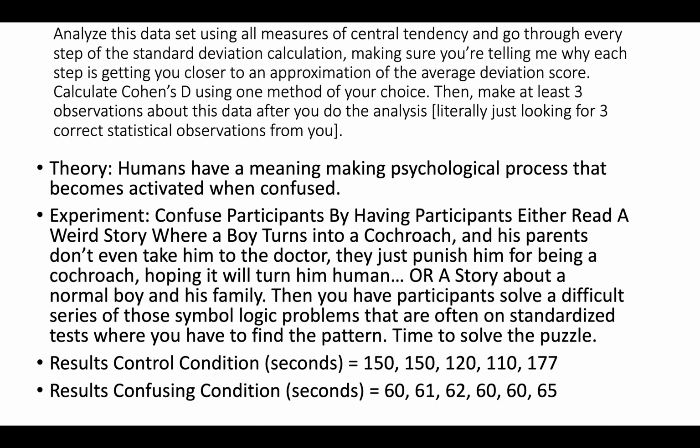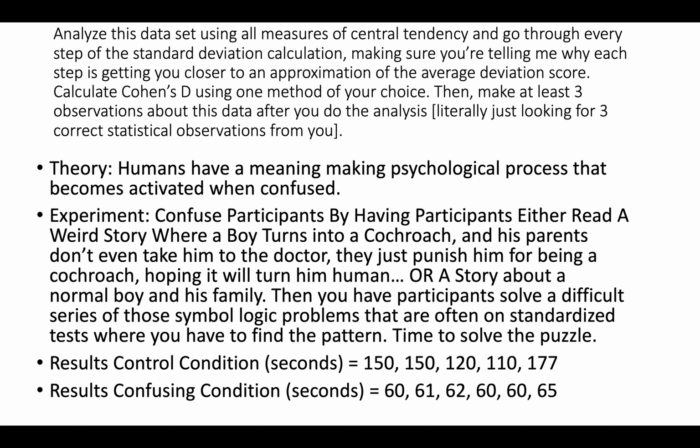So here's your problem. Analyze this data set using all measures of central tendency, mean, median, and mode. Go through every step of the standard deviation calculation. So use Excel the way I did, making sure you're telling me why each step is getting you closer to an approximation of the average deviation. So you would say, oh, I want to know how much scores deviate from the mean, so I calculate deviation scores. I do something to them to get rid of the negative sign. I then do something to them, I do something else, and I do something else, and now I have this approximation. I'm not going to tell you the answers on the problems while I'm explaining the problem, so be clear there.